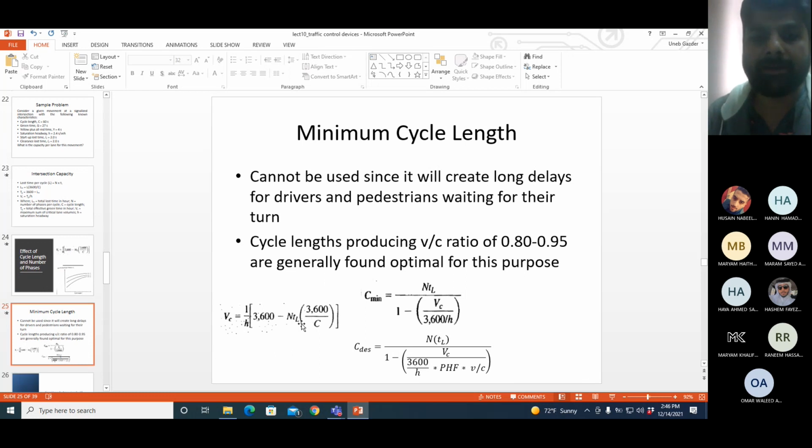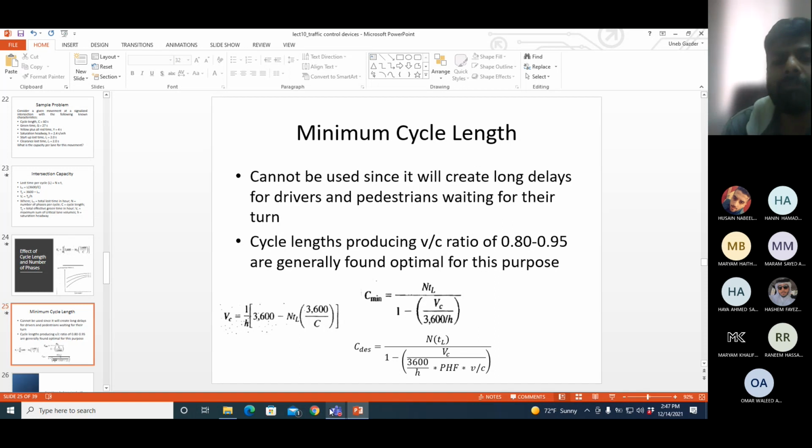Now, this is the equation we developed, right? I can rearrange this equation to calculate the cycle length. So I put C on the left-hand side, and everything else on the right-hand side. This is the equation for designing the minimum cycle length of a signal. I've just rearranged the terms, C on one side and the other terms on the right-hand side. This is the minimum cycle length you should have for allowing volume equal to VC to pass in the peak hour.